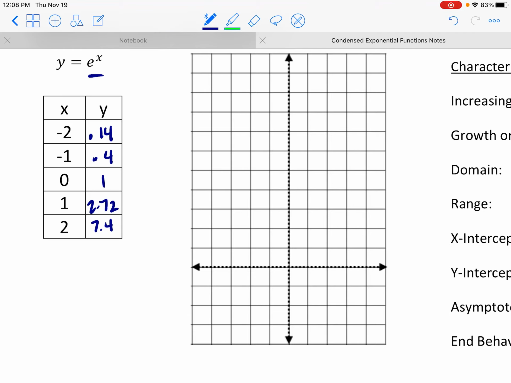So at -2, we're up a little bit. At -1, we're up a little higher. Anything to the power of 0 is 1. And then we're at 2.72-ish here. And then at 2, we're at 7.4, so like around here. And again, there it is, the same picture we saw on the front.